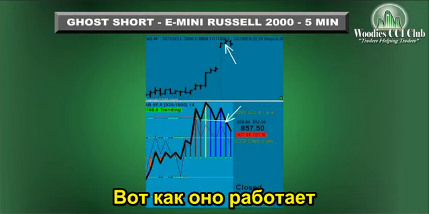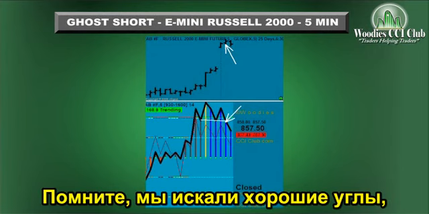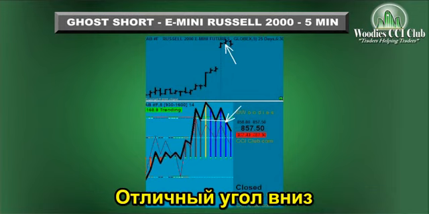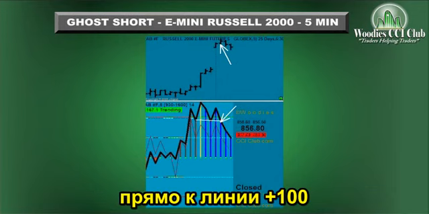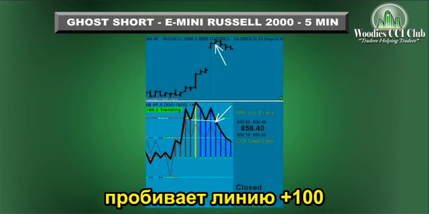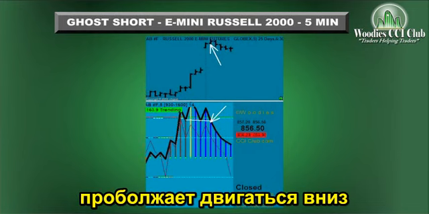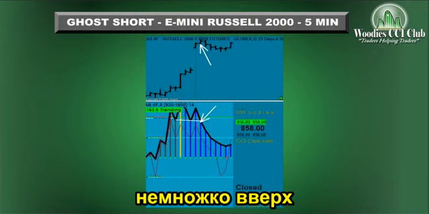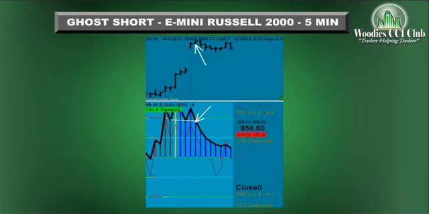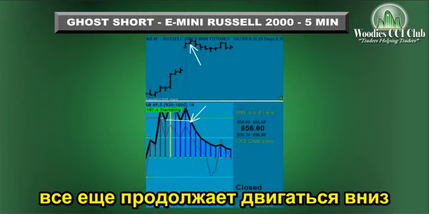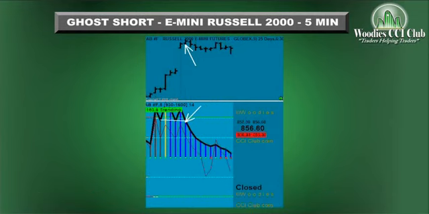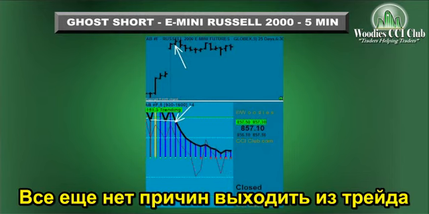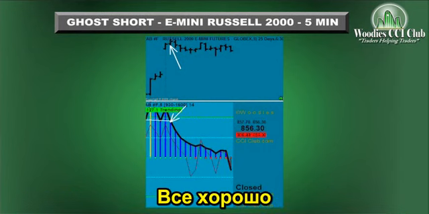Let's see how this all works out. Remember, we're looking for nice angles, breaking through, looking good. Nice, beautiful angle down. Get right down to the minus 100, break through the 100, continuing down, continuing down. Goes up a little bit, still continues down. Still no reason to get out of the trade, still looking good.